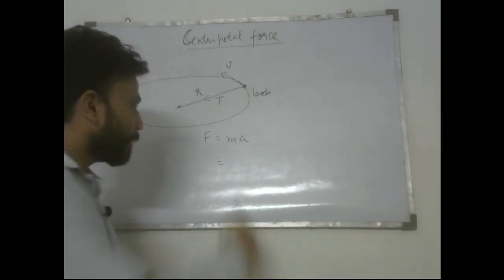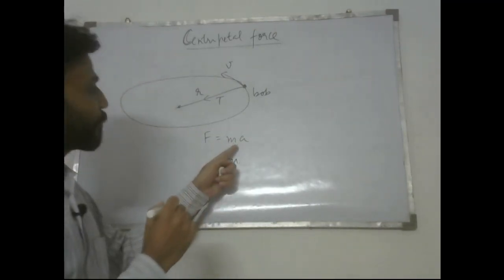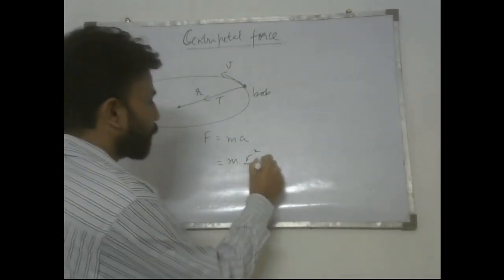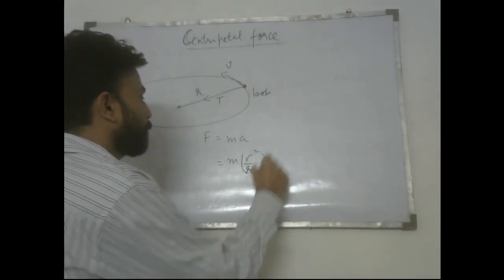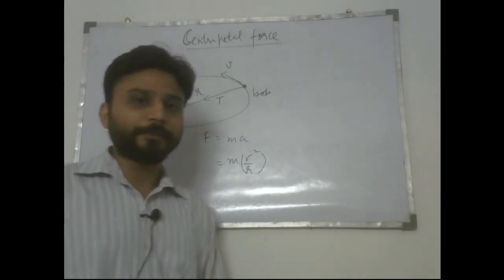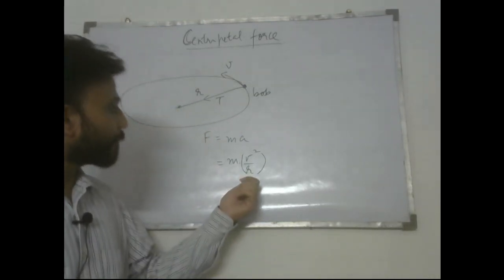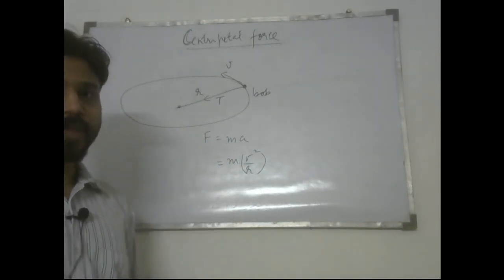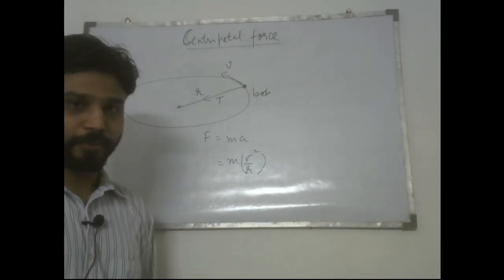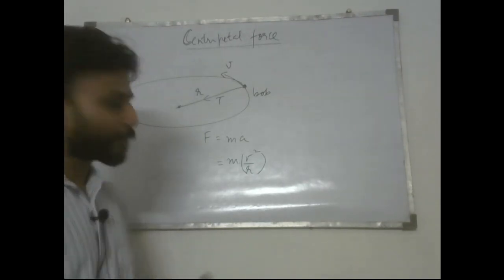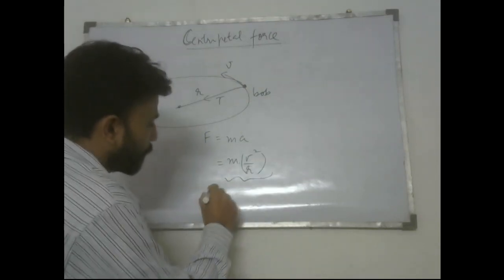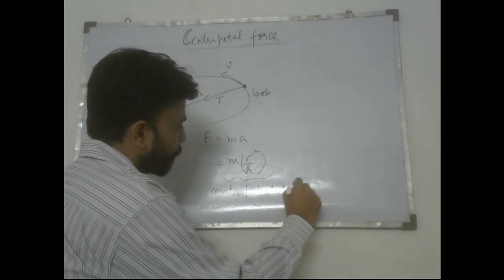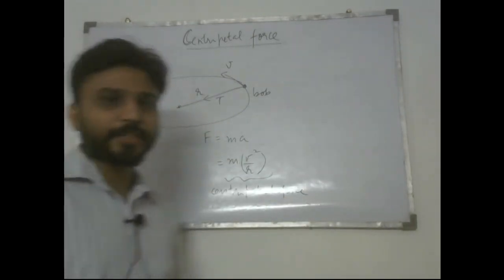The acceleration of the bob is centripetal acceleration. And what is the expression for centripetal acceleration, a? The expression for centripetal acceleration is v square upon r. So v square by r is the centripetal acceleration. We multiply v square by r with mass m, and we get the sum of all the forces acting on the particle when it is going in uniform circular motion. So this is the expression for centripetal force, mv square by r.